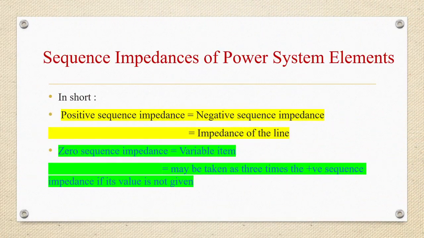So in short, we can write positive sequence impedance is equal to negative sequence impedance, and that is equal to the impedance of the transmission line. Zero sequence impedance is a variable item and it can be taken as 3 times the positive sequence impedance if its value is not given.